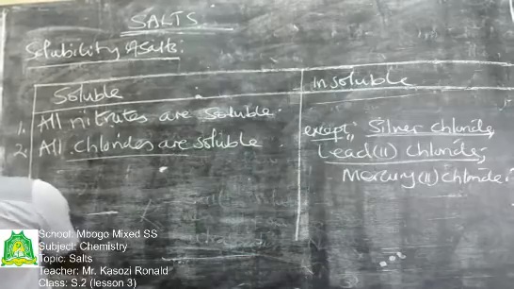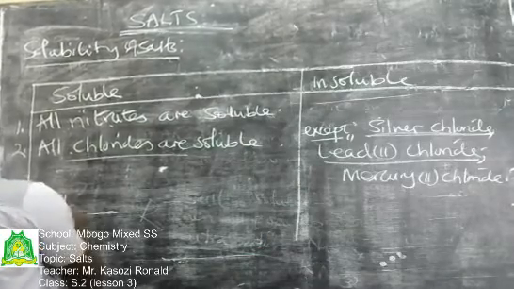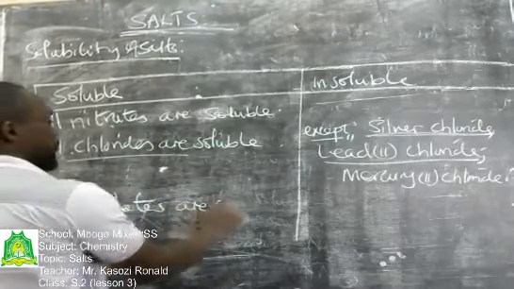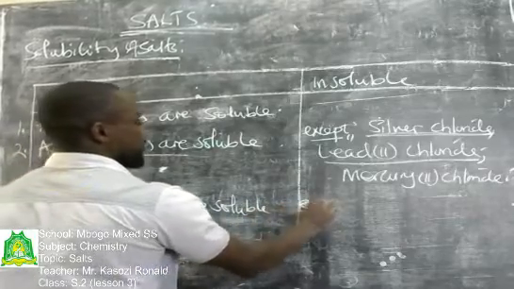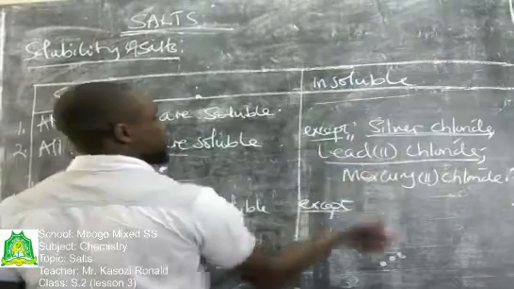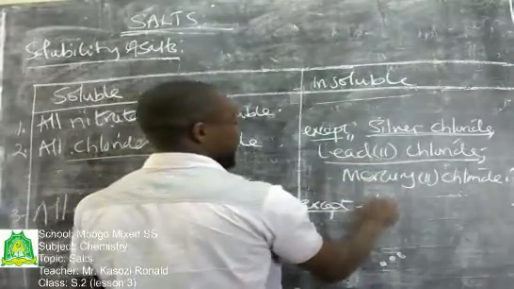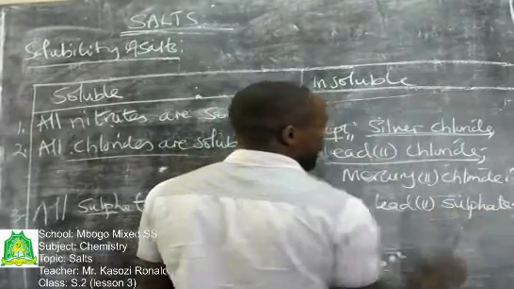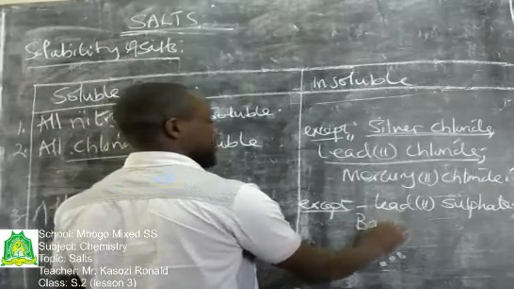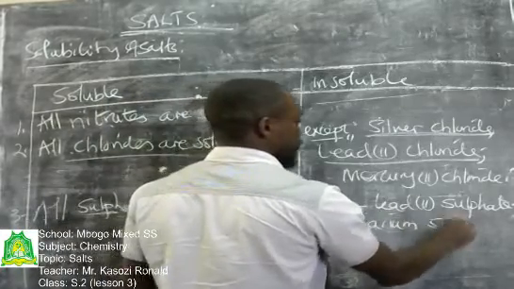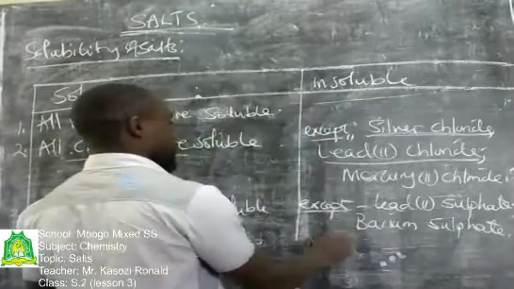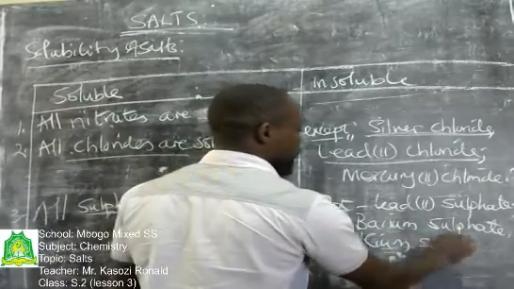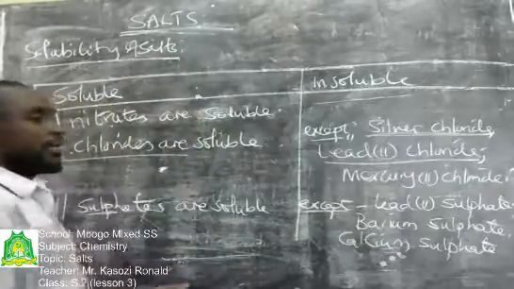Then we have all sulfates. All sulfates are soluble, except, so you have said that any salt that comes this way is insoluble, except we have here lead 2 sulfate, barium sulfate, and calcium sulfate. Calcium sulfate is sparingly soluble in water.